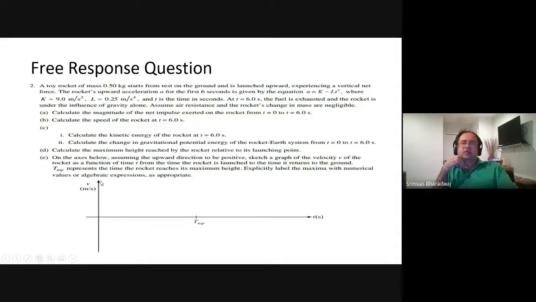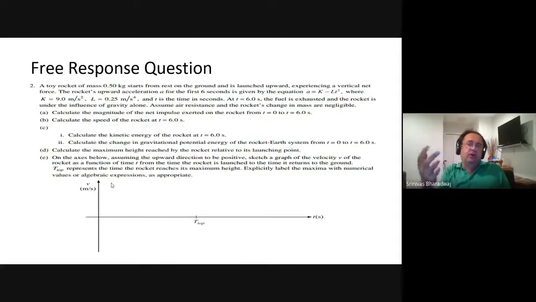As time goes, its velocity is going to go like this, but at some point it's going to keep reaching. Eventually the slope is going to go to 0. Okay, so it's going to be something like this. Initially maybe it's going to curve over, and then it's going to go to 0.